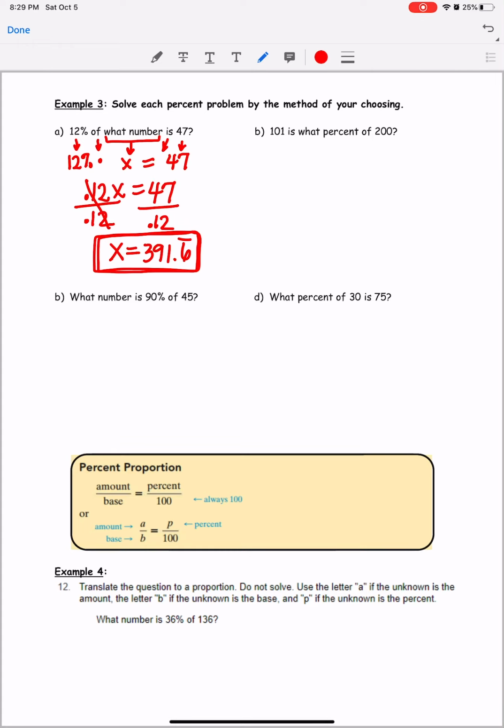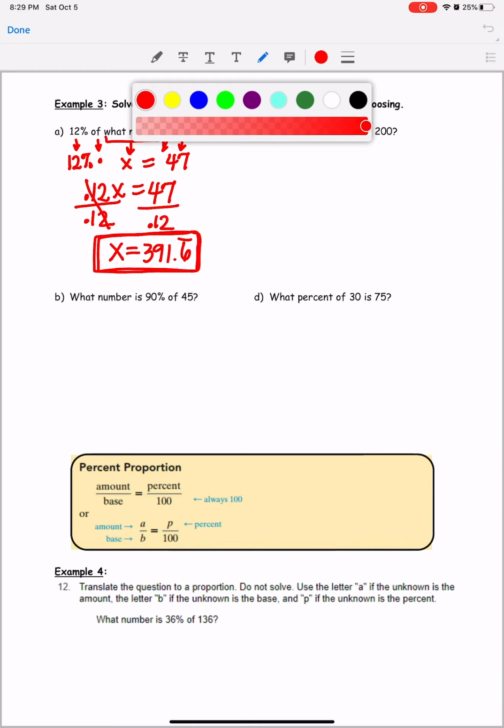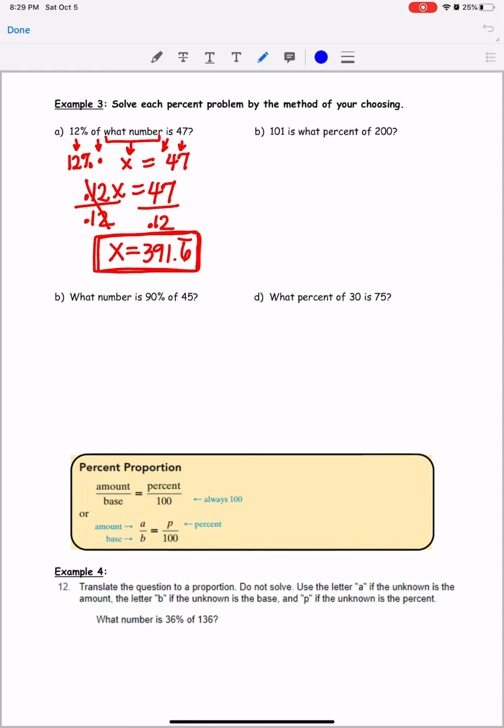I'm going to do the rest of these by proportion. So your proportion, I'm going to write it up here. And this will have to be memorized for your test. It's is over of equals percent over 100.